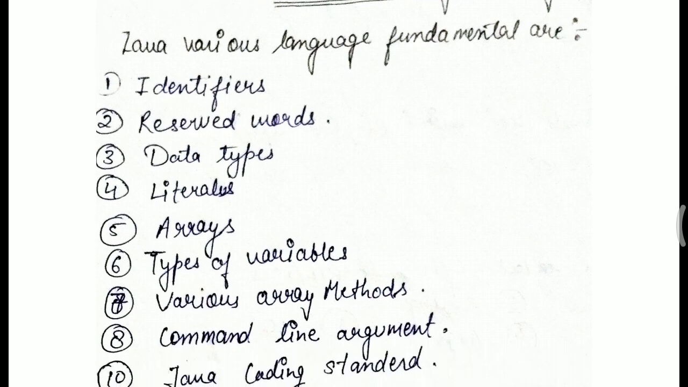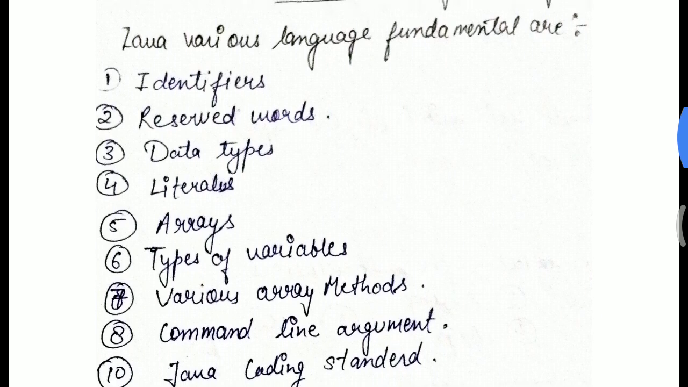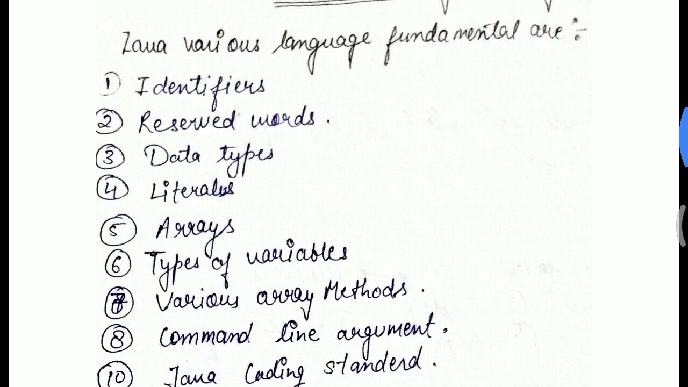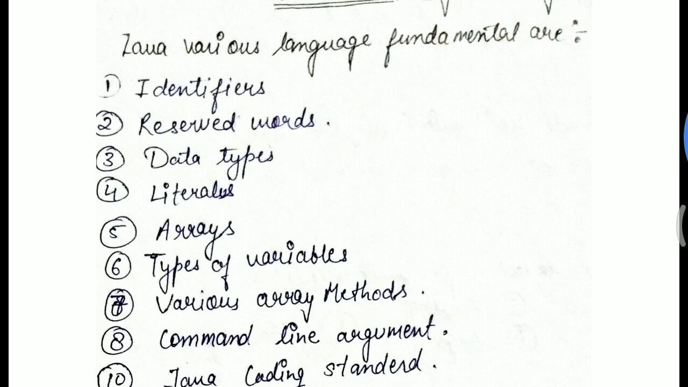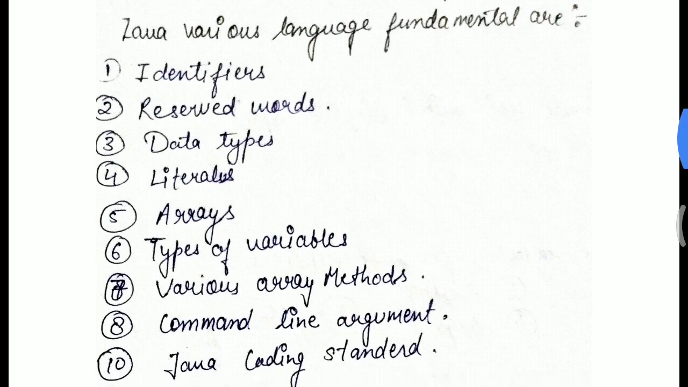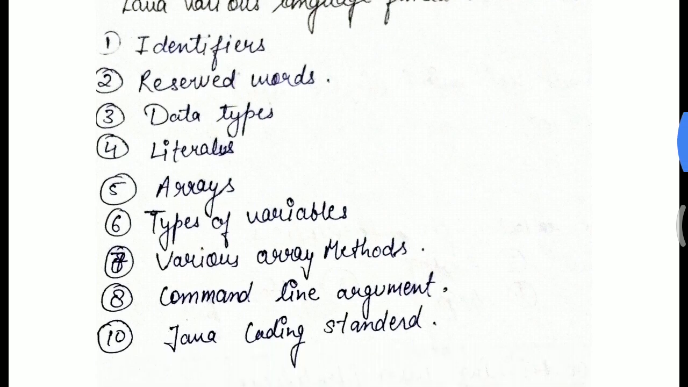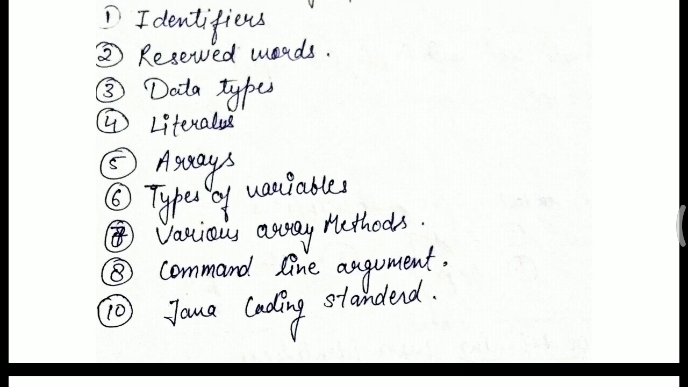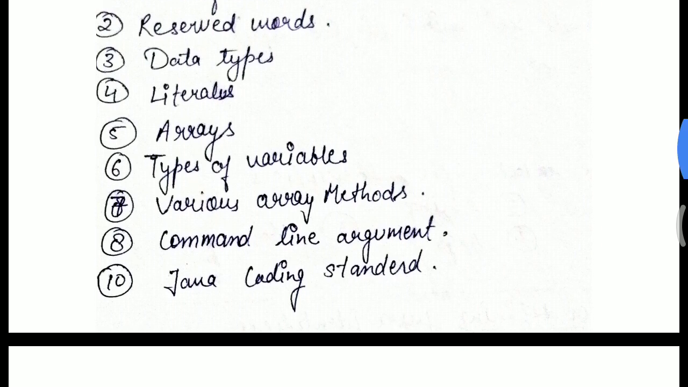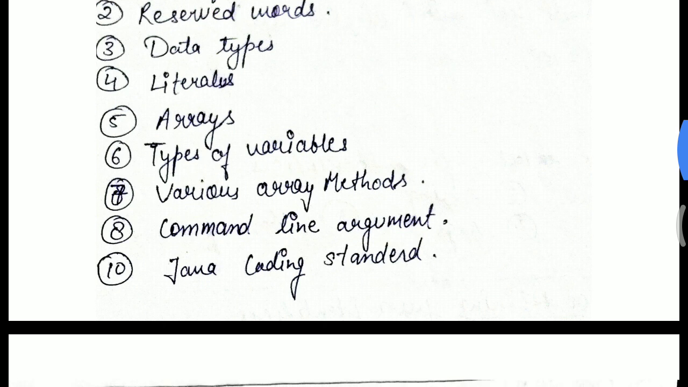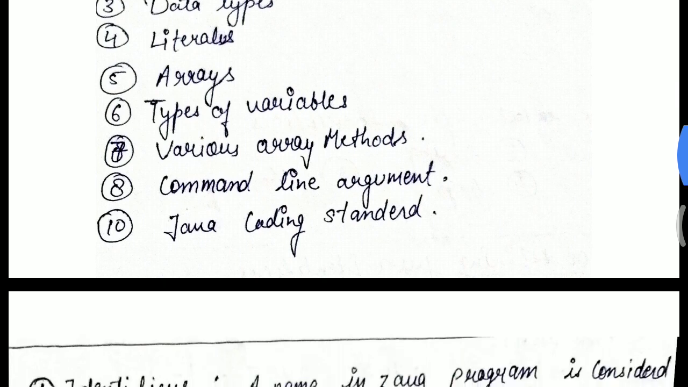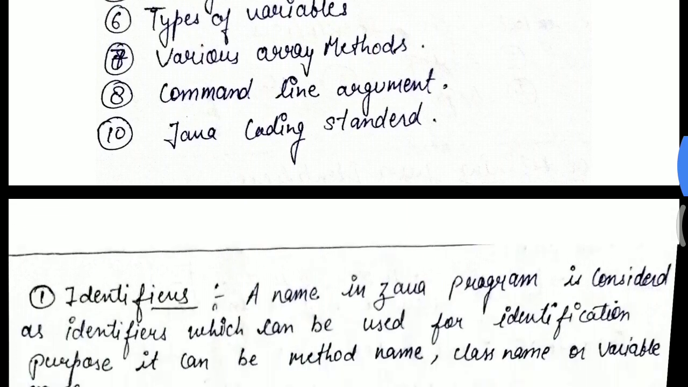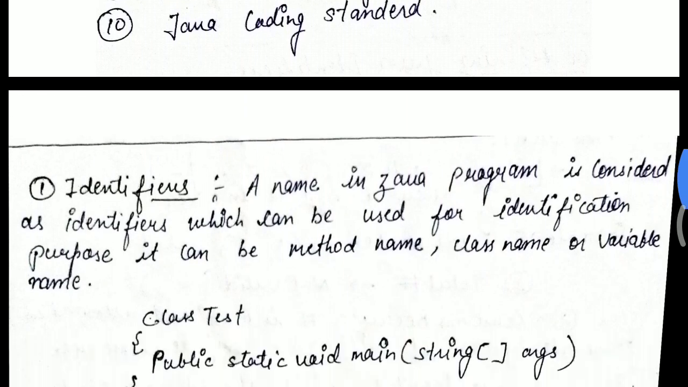So let's begin with Java language fundamentals. There are a lot of fundamentals in Java. First one is identifier, second one is reserved words, third one data types, fourth one literals, fifth arrays, sixth types of variables, seventh various array methods, eighth command line arguments, and Java coding standards, the last one. So first we start from identifier.